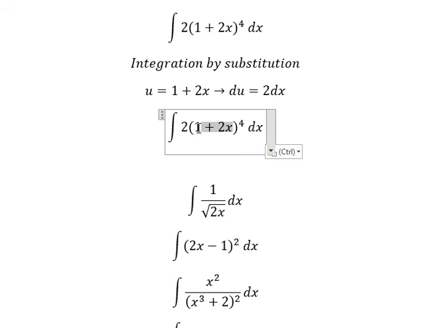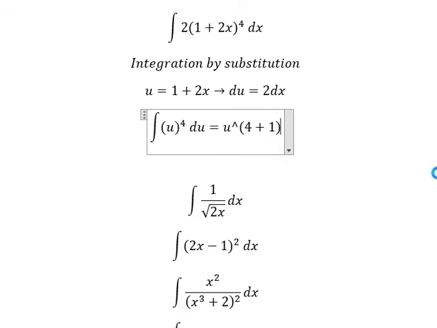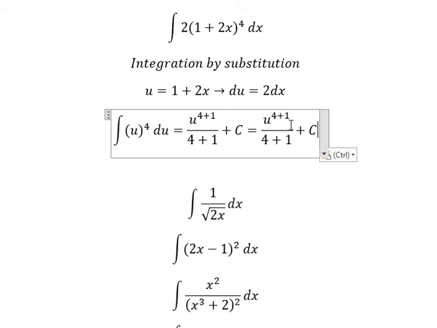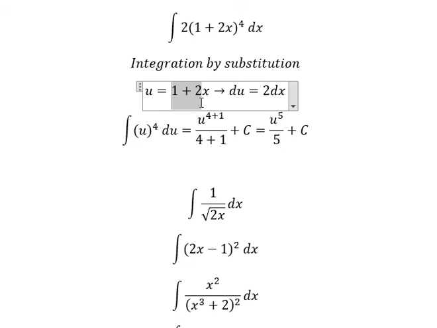So this one we change by u. 2dx we change by du. The integration of u to the power of 4, we have u to the power of 4 plus 1 over 4 plus 1, and we put c. This one we have number 5. This one we have number 5. About u, that's about this one.